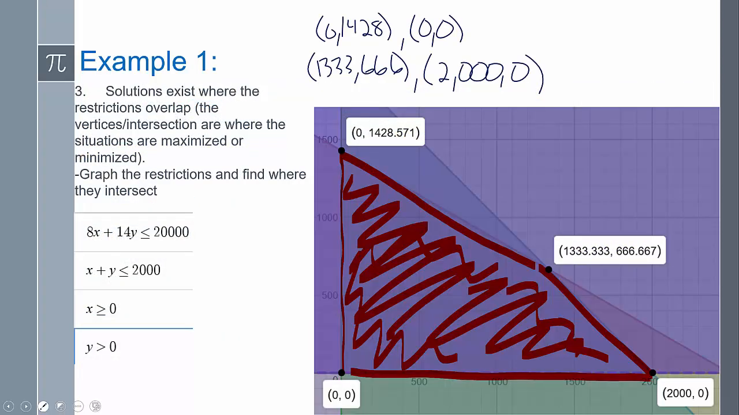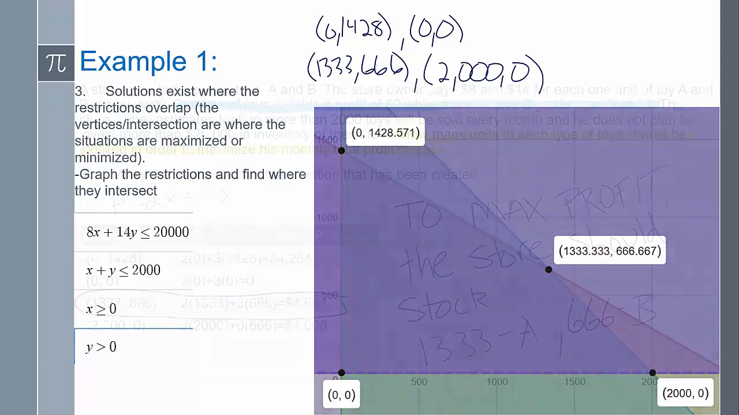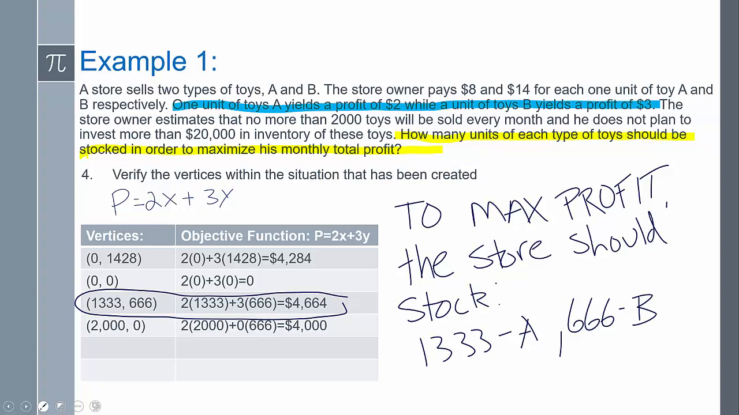Now I know that in our graph here, you see how there's decimals? You want to round down. You can't produce half a toy, but if I produce, let's say, 667, that might put me outside of this region, and outside of that region's impossible. So you always got to round down on decimals. And so verified in my vertices, I found out that that's the best scenario, and that's my answer.